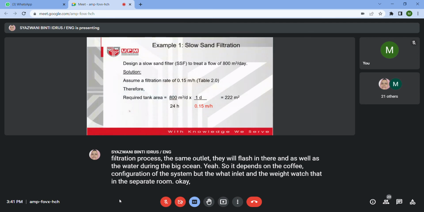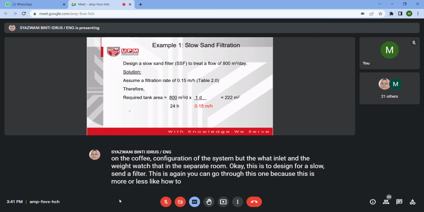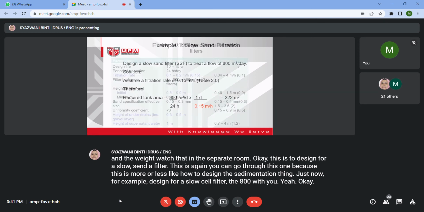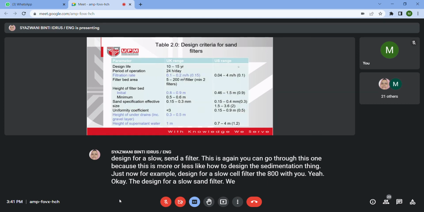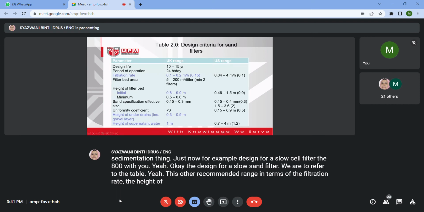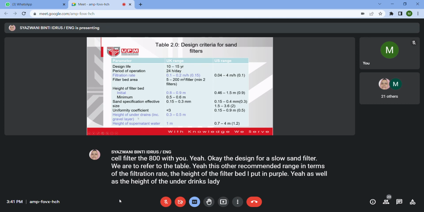Okay, this is the design for a slow sand filter. Again, you can go through this one because this is more or less like how to design the sedimentation tank just now. For example, design a slow sand filter to treat about 800 meter cube per day. To design a slow sand filter, we refer to the table. These are the recommended ranges in terms of the filtration rate, the height of the filter bed, which I put in purple, as well as the height of the under drains layer, which is the gravel layer.